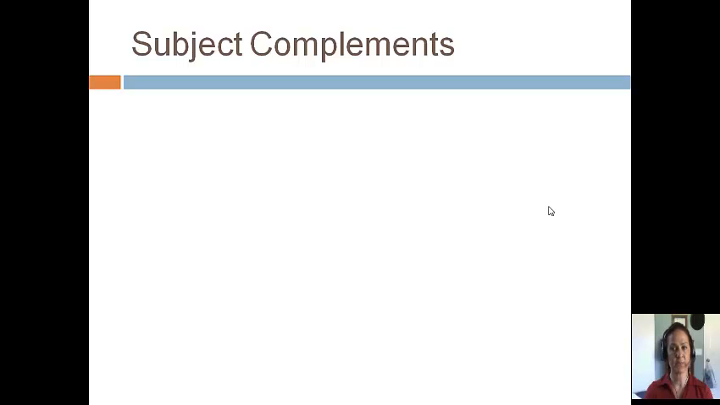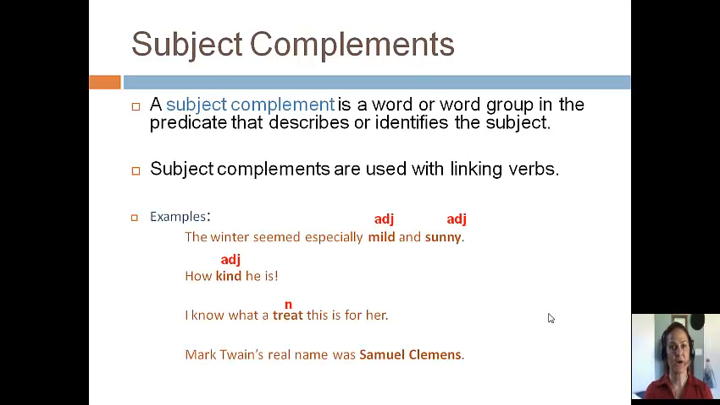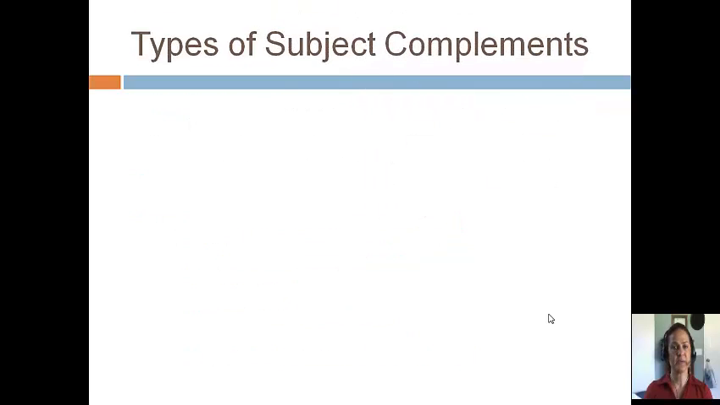So subject complements. Now look here, we're going to just do this real quick. The different parts of speech that we find in subject complements again: we have adjectives, nouns, and proper nouns. So again, it's not limited to one type of part of speech. Now subject complements have two different types. The first is predicate nominative. Predicate nominative is a word or word group in the predicate that identifies the subject or refers to it.